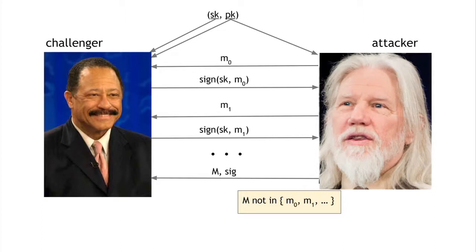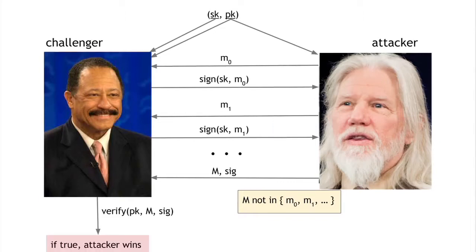I mean, we sent him a valid signature on M0 earlier. So he's going to pick some other message that he hasn't seen a signature for already, and he's going to send over what he claims is a signature on that message. And then the question is, can he succeed? So the challenger is going to run the verify algorithm, use the public verification key on that message and the signature that the attacker provided, and is going to check whether it verifies. And if it does verify, if this returns true, then the attacker wins. The attacker has forged a message.